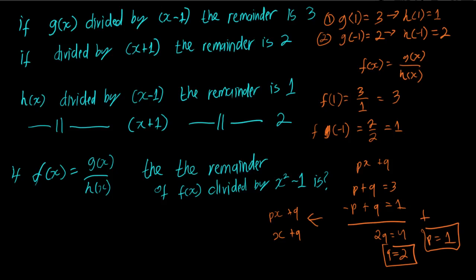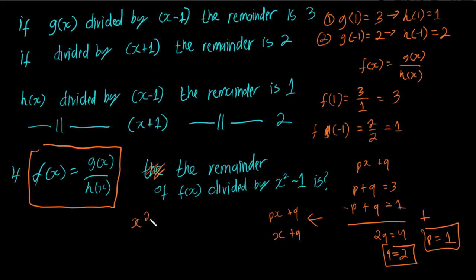Okay, so the next question is: if the function g divided by x minus 1, the remainder is 3, and if the function g divided by x plus 1, the remainder is 2, and the function h divided by x minus 1, the remainder is 1, and if h(x) divided by x plus 1, the remainder is 2. Okay, now this is really important: what is the remainder of f(x) divided by x squared minus 1? That's the question.